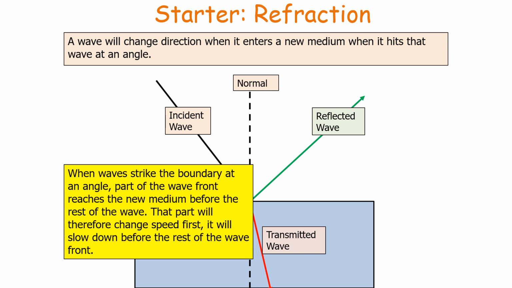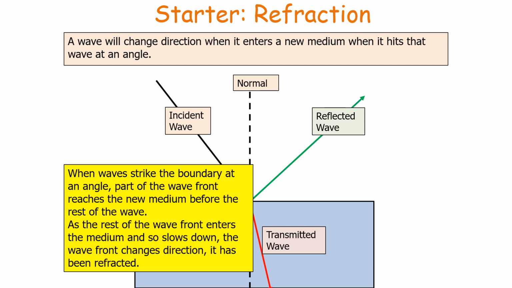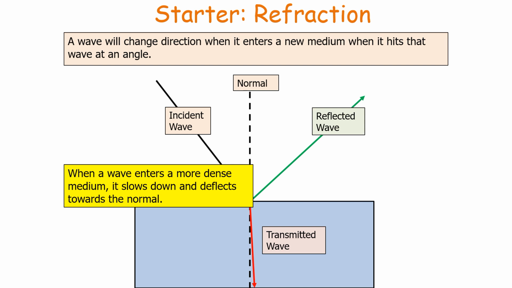Now a wave will change direction when it enters a new medium if it hits the medium at an angle. Because when the wave strikes the boundary at an angle, part of the wavefront reaches the new medium before the rest of the wave, and that part will therefore change speed first, and it will slow down in this instance before the rest of the wavefront. Now as the rest of the wavefront enters the medium and slows down, the wavefront changes direction, so therefore it has been refracted. So when a wave enters a more dense medium, it will slow down and deflect towards the normal, and vice versa when it goes into a less dense medium.